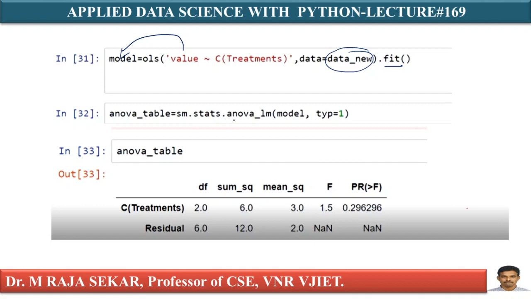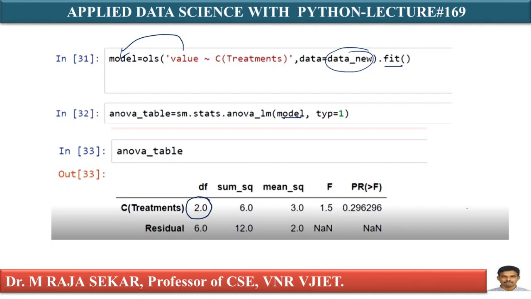sm.stats.anova_lm, model, type equal to 1. What is this type equal to 1? It indicates the type of Anova test to perform. Now if I construct this, this must be the table. This particular table is known as the Anova table.